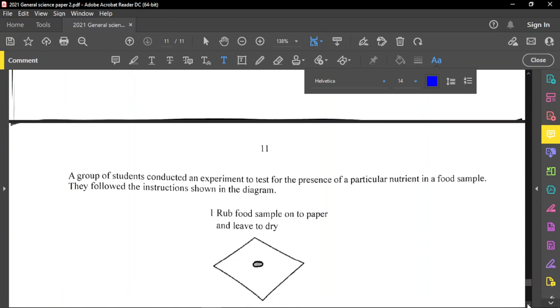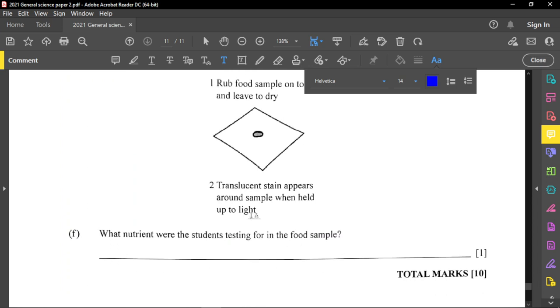All right, so here now it said that a group of students conducted an experiment to test for the presence of a particular nutrient in a food sample. It said they followed the instructions as shown in the diagram. The first thing they did was rub the food sample onto a paper and leave it to dry. So they rub the food on the paper and leave the paper to dry. A translucent stain appears around the sample when held up to light. So when you put the paper up to the light, you see translucent stains around it. And this is what they call the grease spot test.